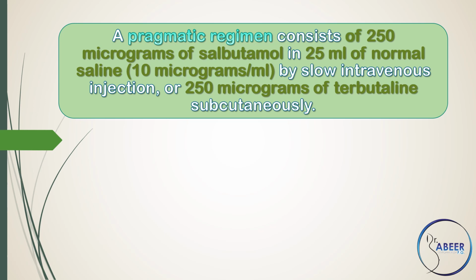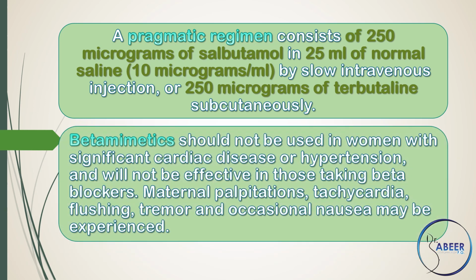A pragmatic regimen consists of 250 micrograms of salbutamol in 25 milliliters of normal saline, 10 micrograms per milliliter, by slow intravenous injection, or 250 micrograms of terbutaline subcutaneously. Beta-mimetics should not be used in women with significant cardiac disease or hypertension and will not be effective in those taking beta blockers. Maternal palpitations, tachycardia, flushing, tremor, and occasional nausea may be experienced.